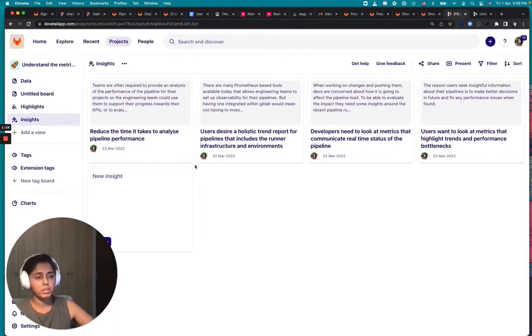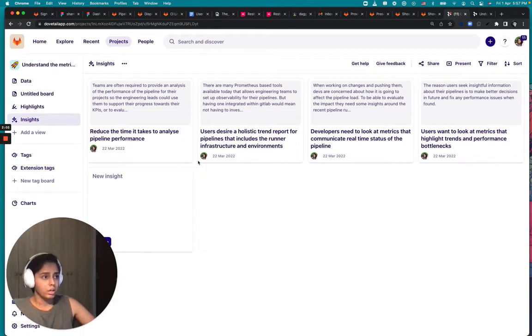So the first insight says reduce the time it takes to analyze pipeline performance. Speaking to a lot of users, we figured that at some point or the other, every organization needs to get their hands on a performance report for their pipelines and jobs. It's not that it's not possible today to create those, just that it is a very tedious and difficult job because they have to dig into the pipelines and jobs independently, one by one. And it ends up consuming a lot of their valuable time, which is not ideal. We should keep this information ready for them to consume at any time and also handy.